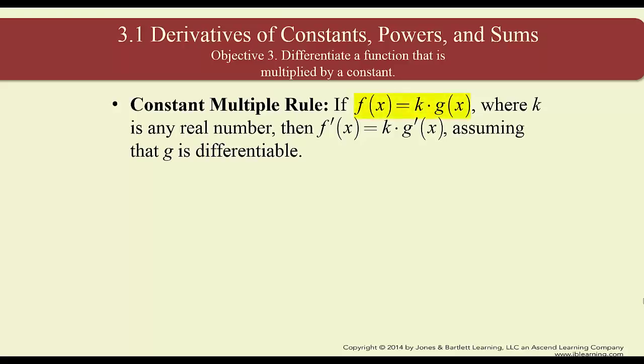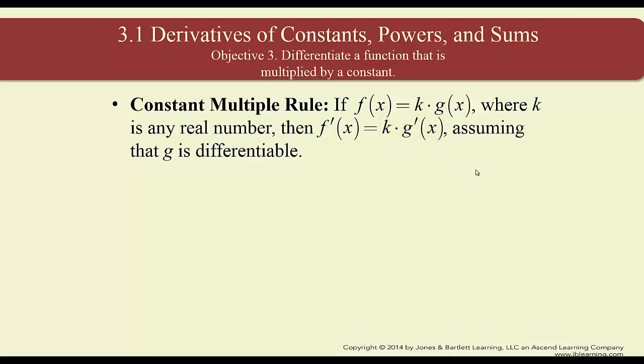If your function f of x equals k times g of x, and k is any real number, so you have a real number times a function, then the derivative f prime of x equals k times g prime of x. So in other words, if your function f of x is a constant times a function, the derivative f prime of x is nothing more than the constant times the derivative of that function.